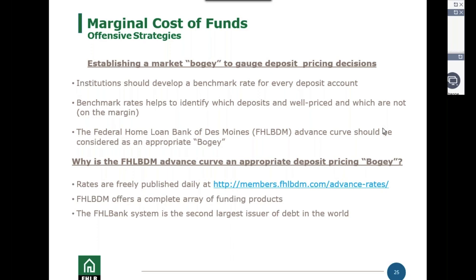So when you are pricing deposits, when you're making pricing decisions, it is important to establish a market bogey. It doesn't have to be the Federal Home Loan Bank curve. You won't hurt my feelings if you don't use it. But it is readily available and is recognized as a market-driven curve.